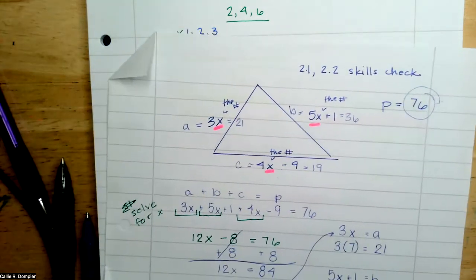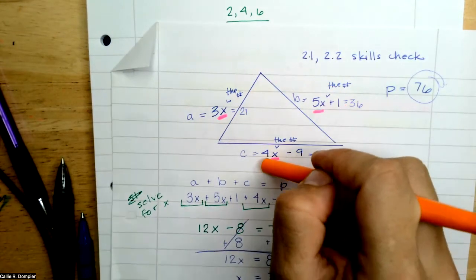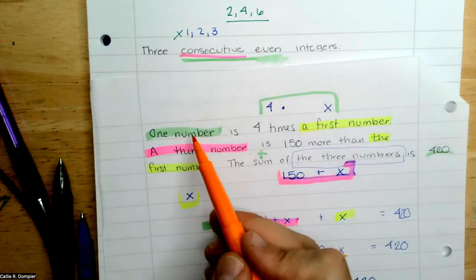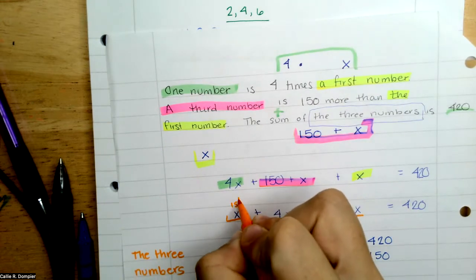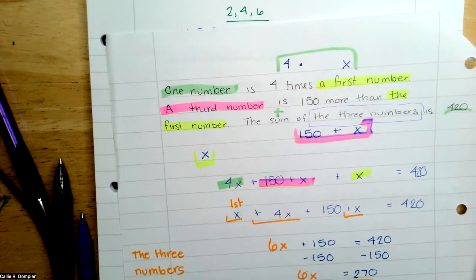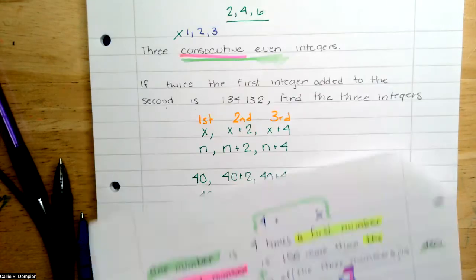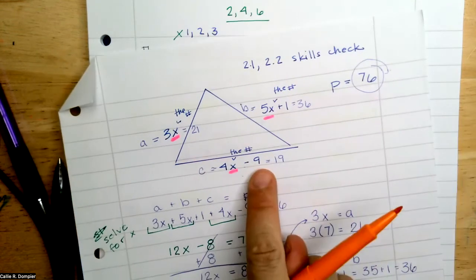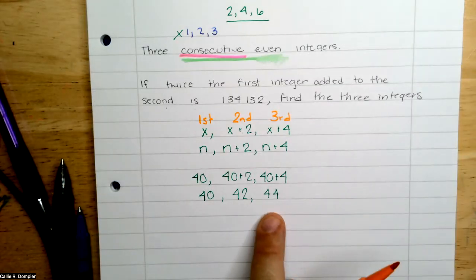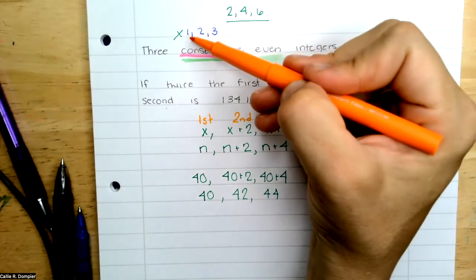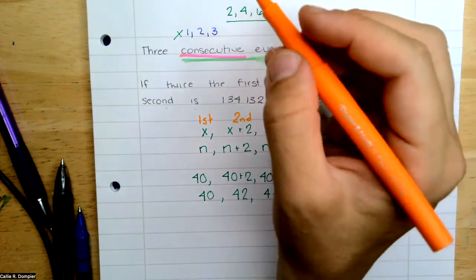When we had the triangle and I decided the sides, it didn't matter which one was first, second, or third side, right? Here we have one number and then we have a first number. So we know this is first, and this is third, right? A third number is 150 more than the first number. But here it did not matter. Here they told us the order. Here it has to be in numerical order, right? This is the first number, this is the second number, this is the third number in order. Consecutive means that they are in order.